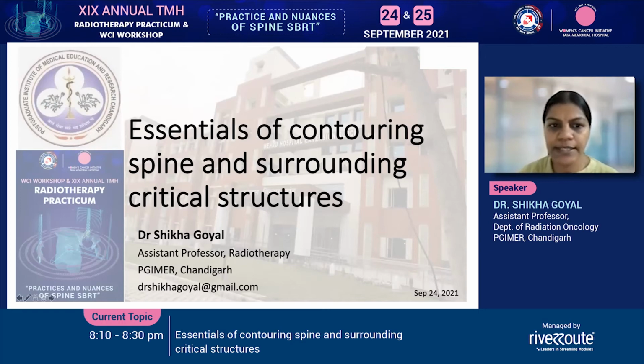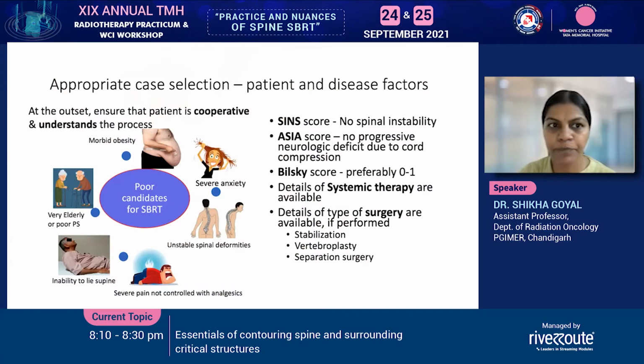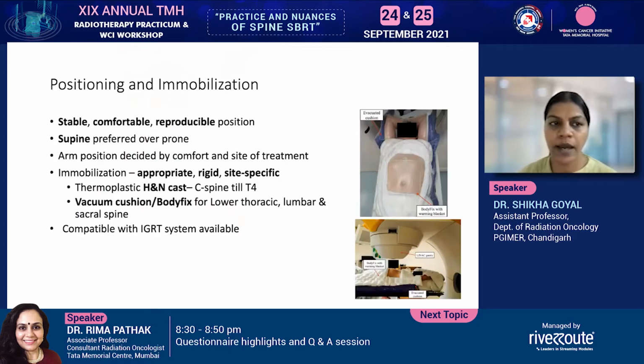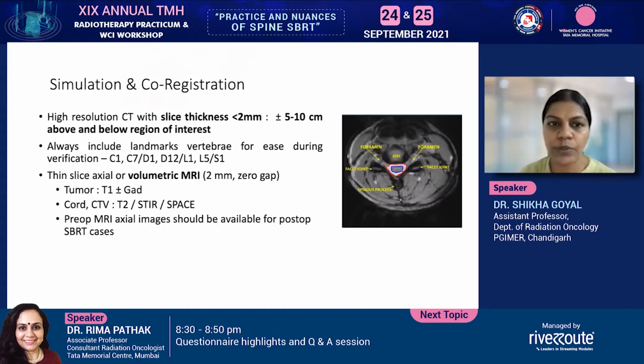I shall be discussing the target and OAR delineation guidelines for spine SBRT. Before the delineation process, we have to make sure that our case selection is appropriate. Our patient has been positioned and immobilized in an appropriate position, and the simulation has included a thin section CT series with 2 millimeter or less slice thickness and an appropriate extent above and below our region of interest.